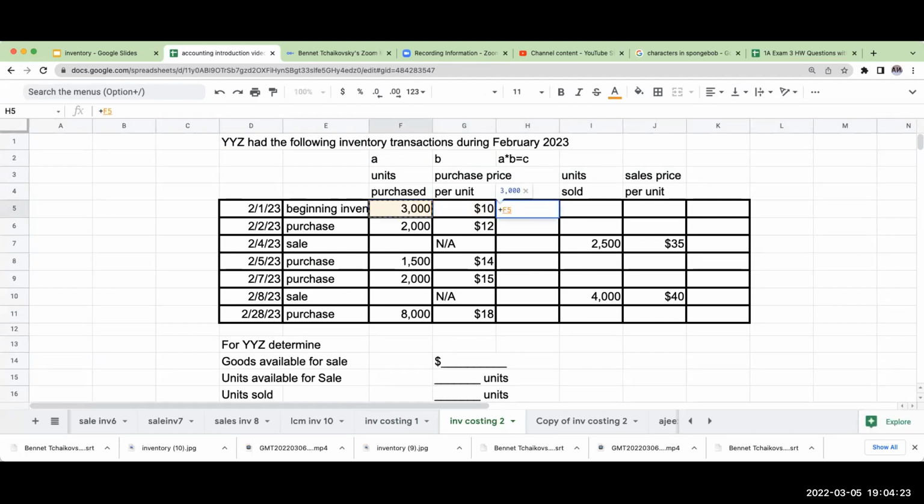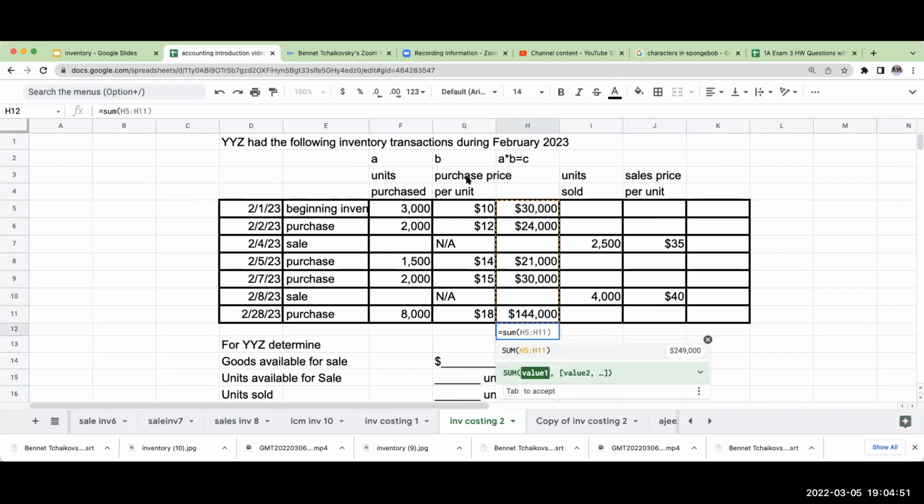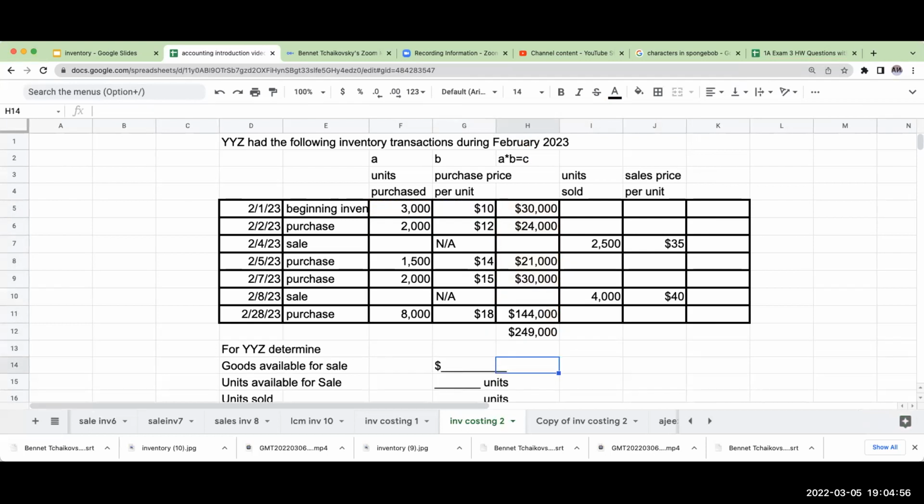So over here, my beginning inventory was 3,000 times 10 or 30,000. My purchase, this cost me 24,000 or 2,000 times 12. My purchase on February 5th was 1,500 times 14 or 21,000. My purchase on February 7th was 2,000 times 15 or 30,000. And then my purchase on February 28th was 8,000 times 18 or 144,000. So I'm going to go ahead and add up all of these numbers over here, and my total goods available for sale is going to be 249,000.